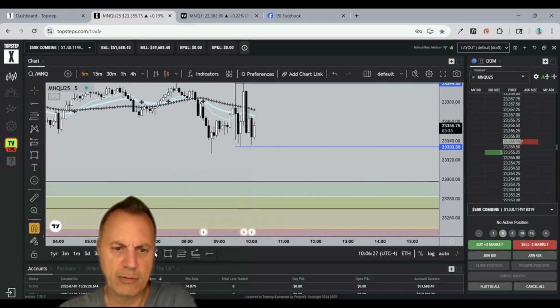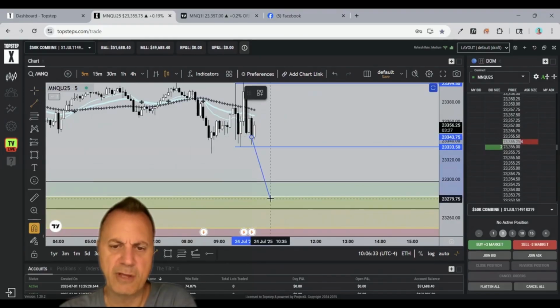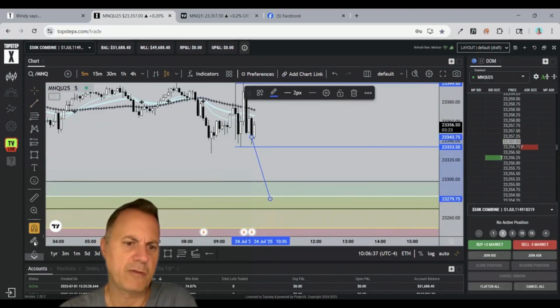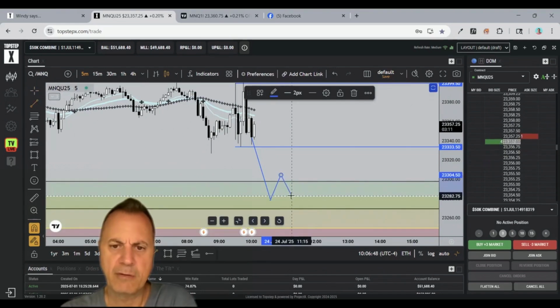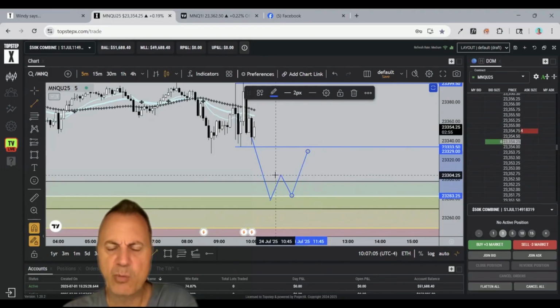Let me draw it out. On the 5 minute chart, we want to see something that looks like this, right? From here to here. Some kind of little double bottom. This is what happened yesterday, guys. Boom, right there. That's where we want to take the entry, right there.